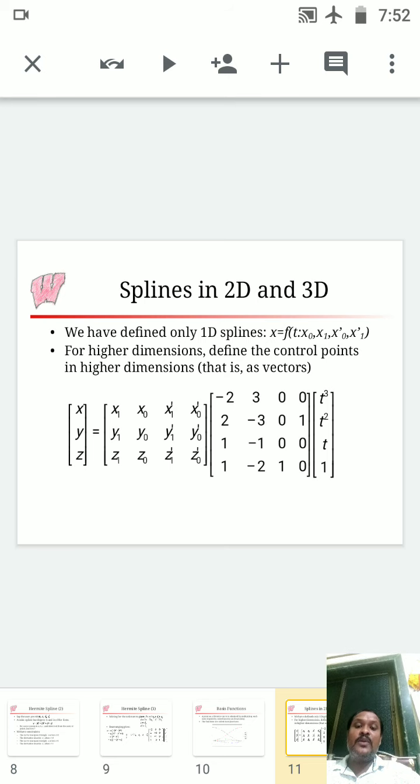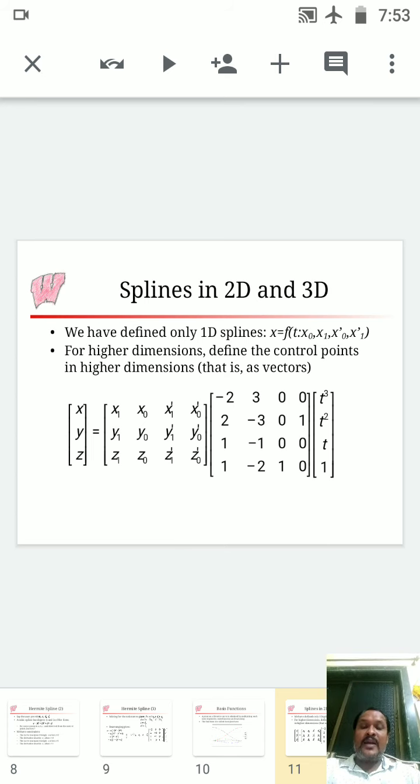Splines in 2D and 3D. Up to now we have defined only 1D splines. For higher order dimensions, we define the control points in the higher dimensions also. If the curve is bigger, with a cubic section, then we have a number of 1D, 2D and 3D cases. If it is simple, we can have 1D analysis, or 1D points. If it is a little bit complicated, we can use 2D. If it is cubic functions, then we will have 3D functions.